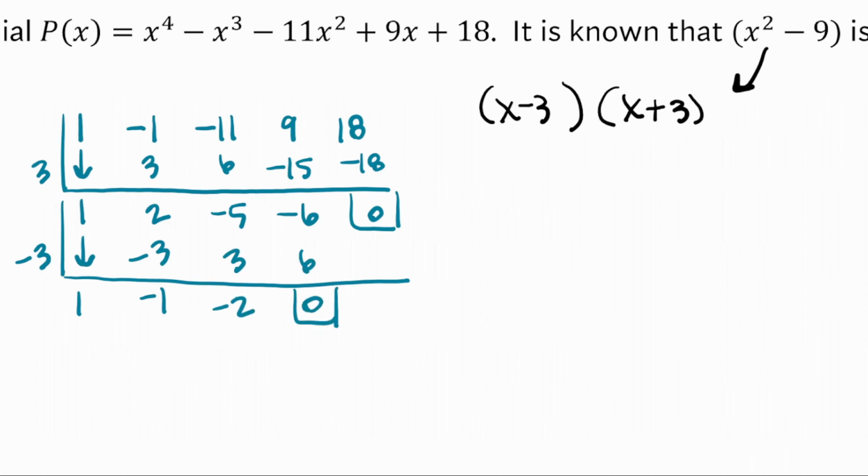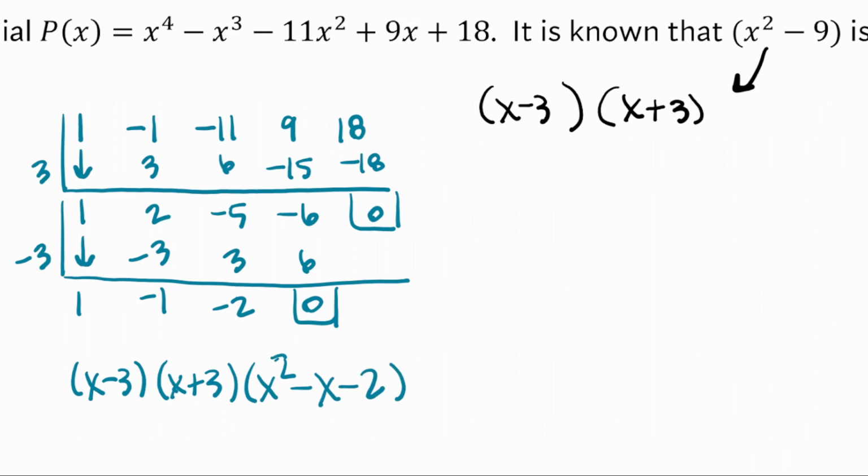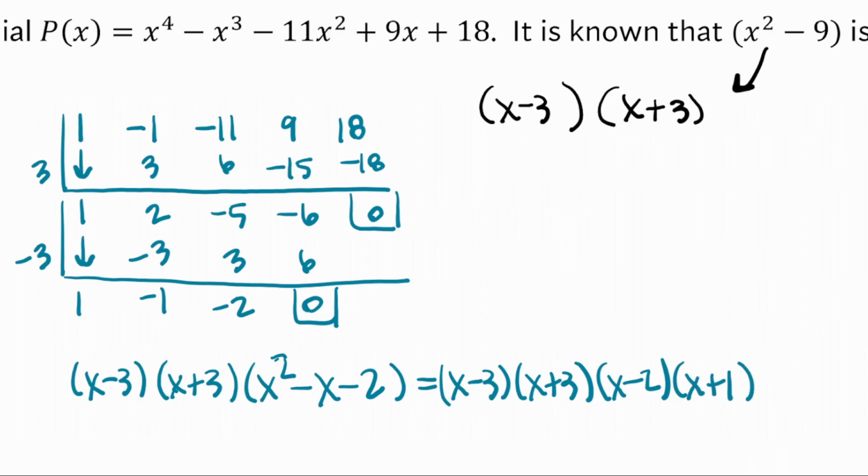Okay, it divides cleanly, so I've divided by x minus 3. I factored out an x minus 3 first, and then I factored out an x plus 3, and after doing both of those, what I'm left with is an x squared minus x minus 2. And that's something I can definitely factor. I can think of two numbers that multiply to negative 2 and add to negative 1. That would be negative 2 and positive 1. And that is fully factored.